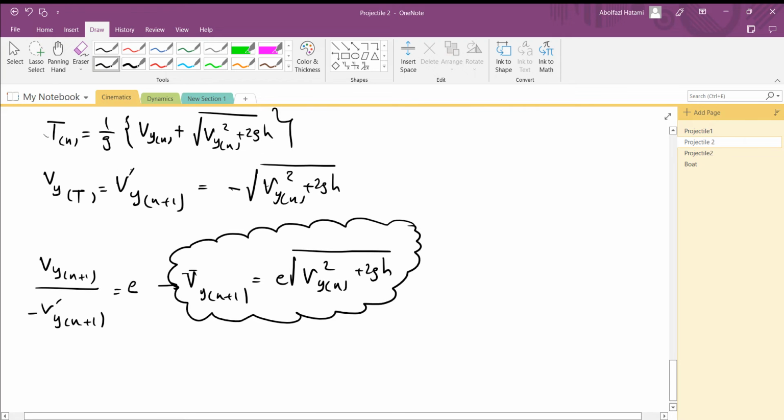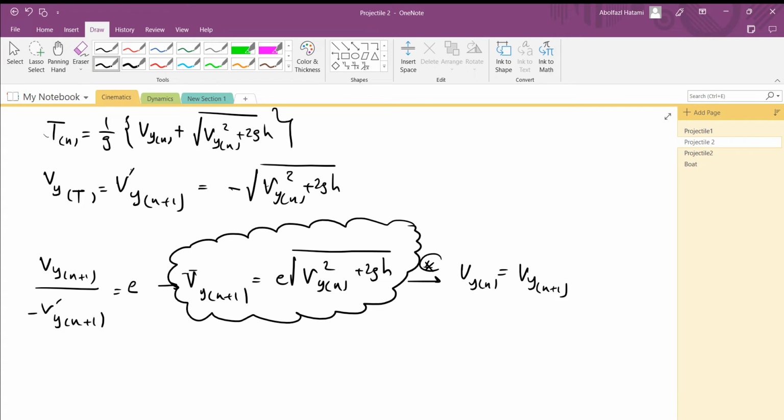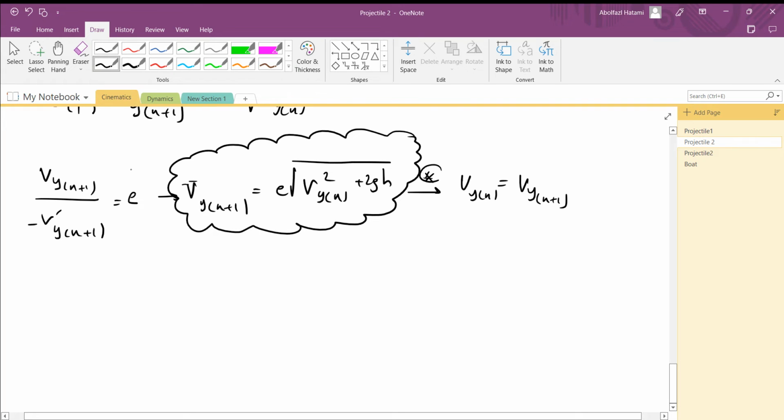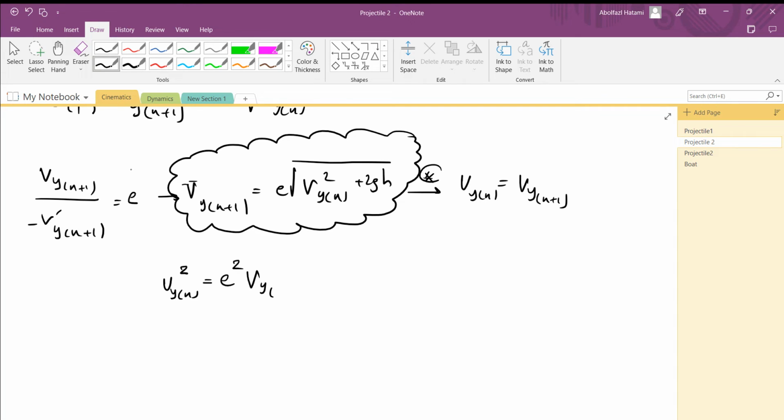From the star equation we understood that vyn should always be constant. So here we can obtain vyn. Let me substitute vyn plus 1 by vyn. If I square both sides, it is e to the power 2 vyn to the power 2 plus 2 e to the power 2 gh. From here we can understand that vyn is going to be something like e radical 2gh over 1 minus e squared.